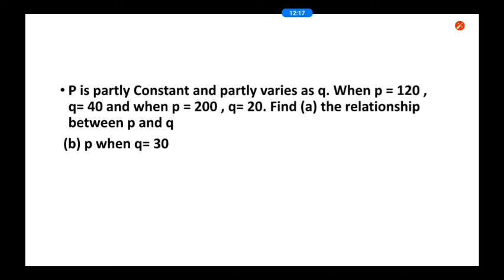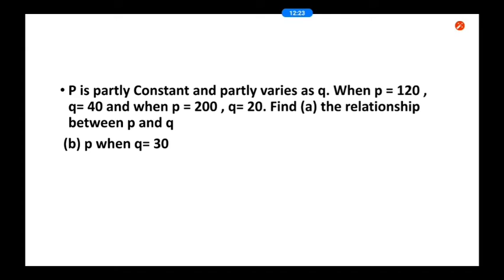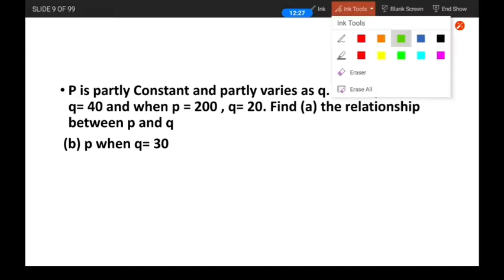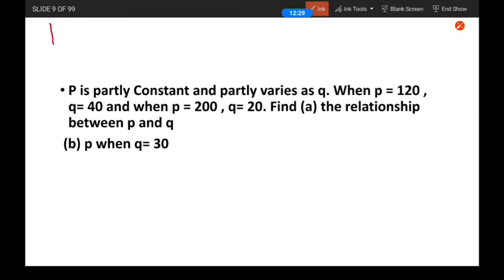Look at this. P is partly constant. So to solve this is partial variation. So the question says P is partly constant. You pick any constant of your choice. Let's pick A. And partly varies directly as Q.